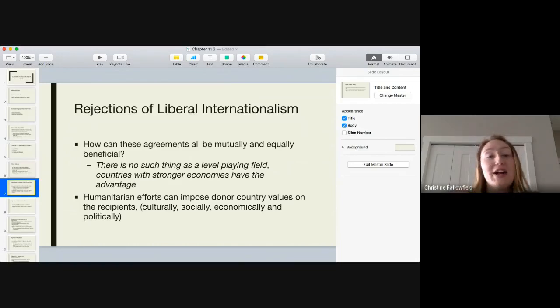So, while everyone would like to believe that the world is sunshine and rainbows and everyone wants to cooperate and collaborate and share and everyone's going to derive equal benefit, many people criticize or reject the idea of liberal internationalism because how can every agreement be mutually and equally beneficial? We know that globally there's a great divide between have nations and have nots, the global north and the global south. The terms first world and third world are not politically accurate anymore, so refrain from using those.